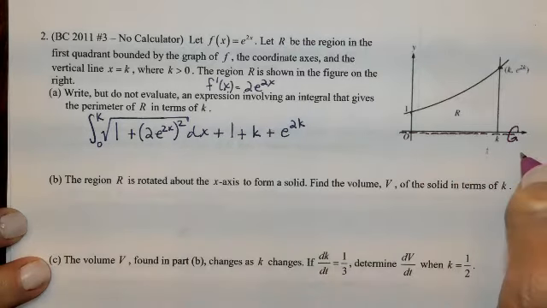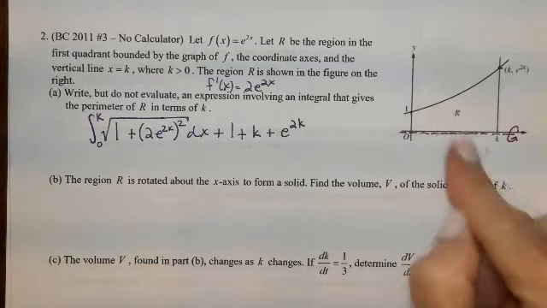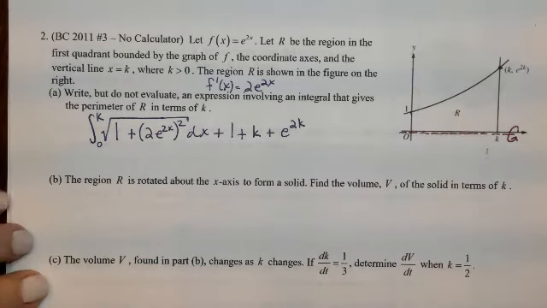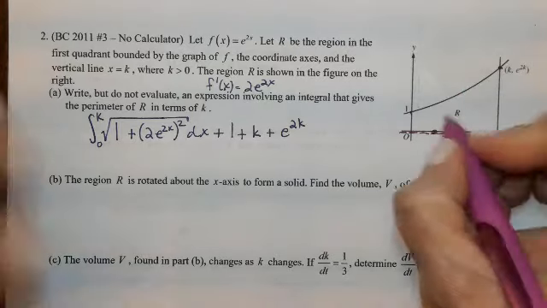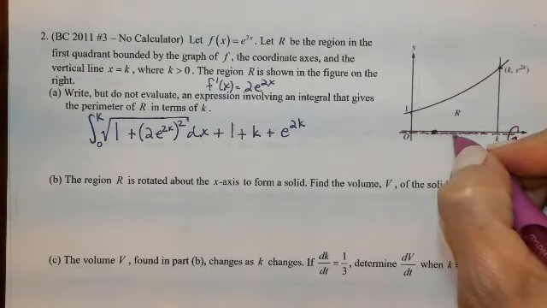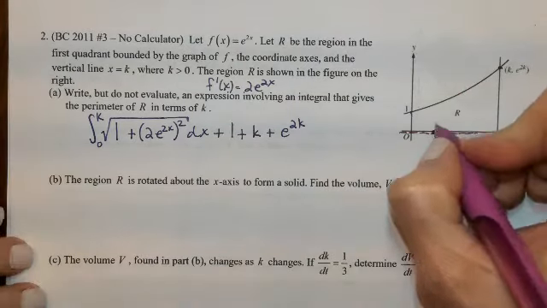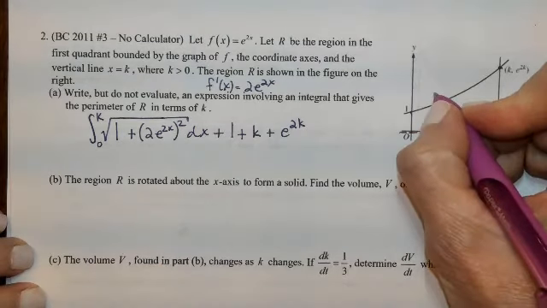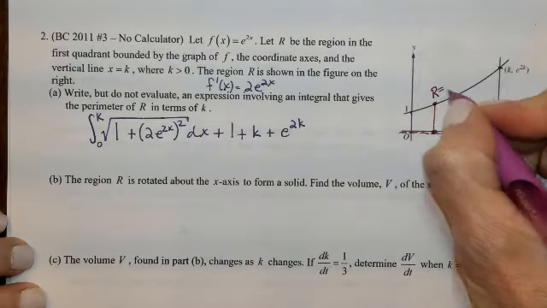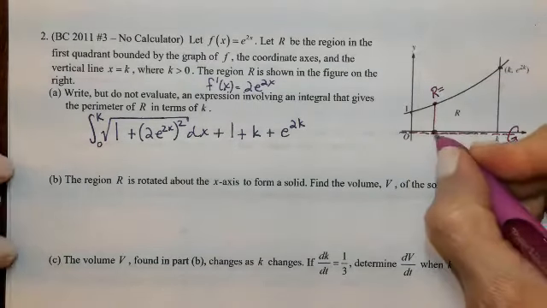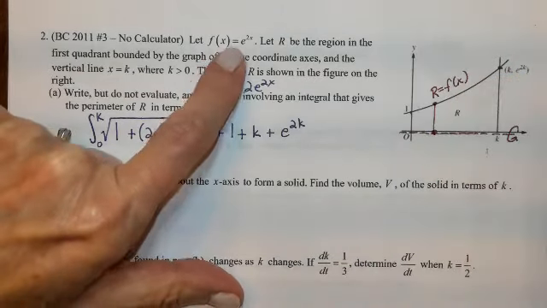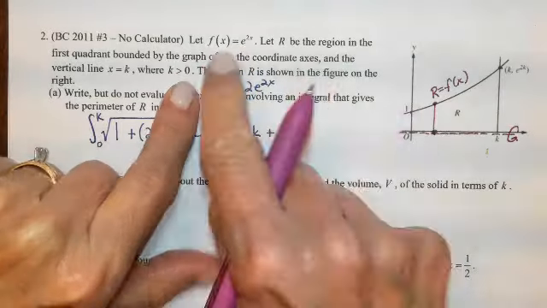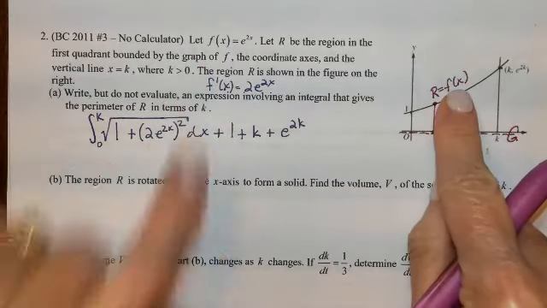Okay? So when we rotate it, it's going to give a kind of a horn-like shape, and there's not going to be a hole in the middle. The whole thing is going to be solid. So in this case, we won't have a small circle to subtract out. It'll just be the whole large circle. The big radius here will be the top curve minus 0, right? Our top curve is f of x. You can call it f of x, you can call it e to the 2x. Since they named it for us, you can totally just use the name f of x.